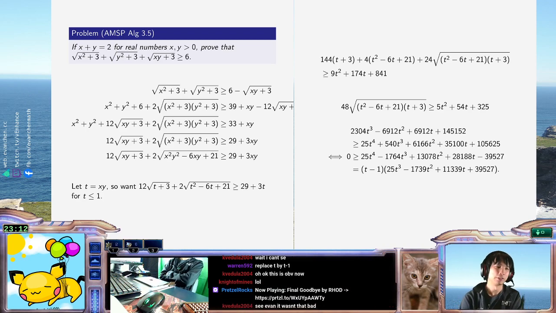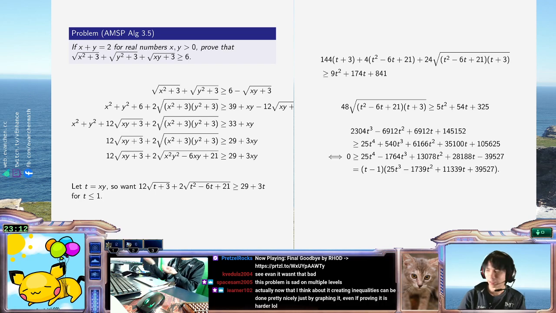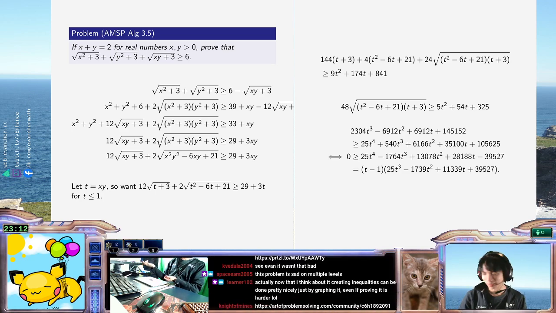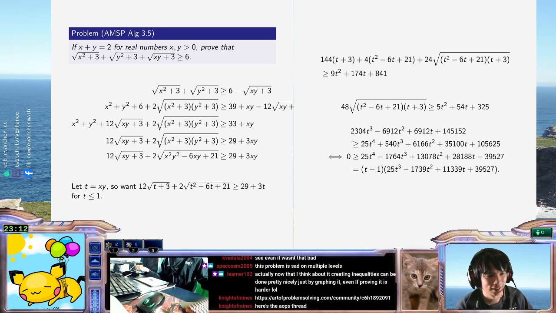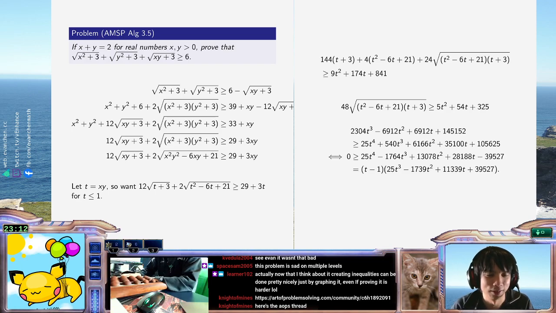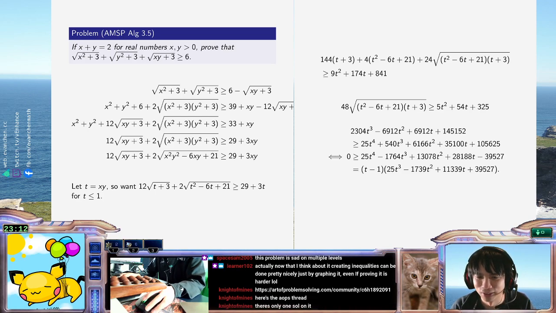You guys really made me square both sides. What do you mean it wasn't that bad? Those numbers are 6 digits long. Here's the ALPS thread. Okay, what did I miss? I want to see what the actual solution was supposed to be. I can't believe this is the ALPS thread too. Okay, I don't see a nice solution.